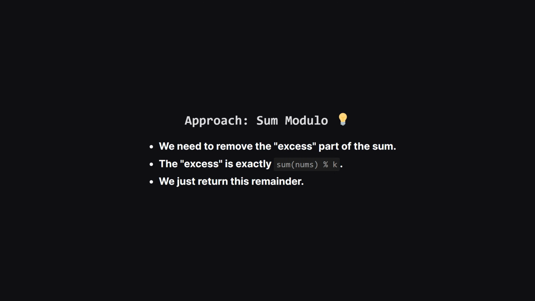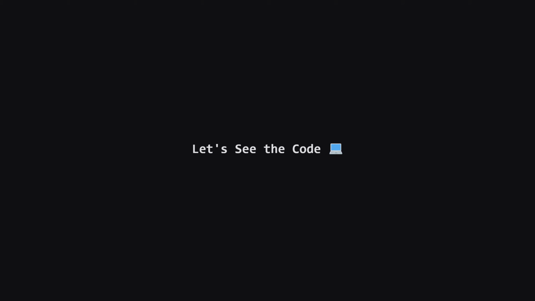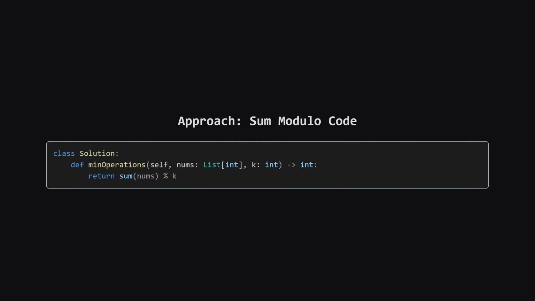Let's walk through an example to make this concrete. Suppose our list is 3, 9 and 7, and our target divisor k is 5. First step, let's just find the total sum. 3 plus 9 plus 7 gives us 19. Now is 19 divisible by 5? No, it's not. If we divide 19 by 5, we get 3 with a remainder of 4. This remainder is the key.